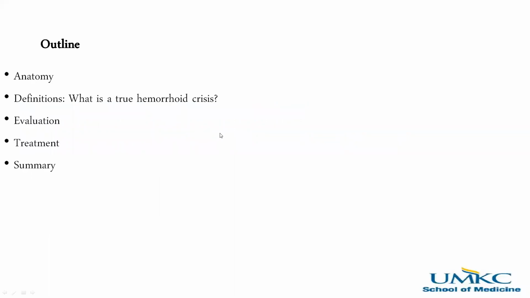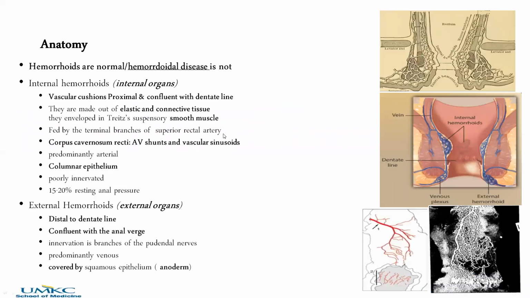As an outline, we'll briefly review the anatomy, define what a true hemorrhoid crisis is, discuss the evaluation and treatment, and then conclude. We all know the anatomy, so I'm not going to belabor it. One thing I do want to point out, though, is that internal hemorrhoids are internal organs. I know this is redundant, but they are internal organs. When there is a crisis, these internal hemorrhoids are forced out of the anus.